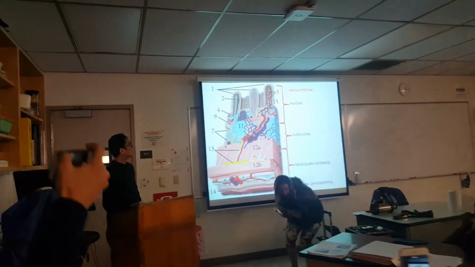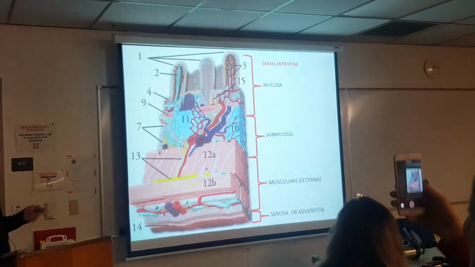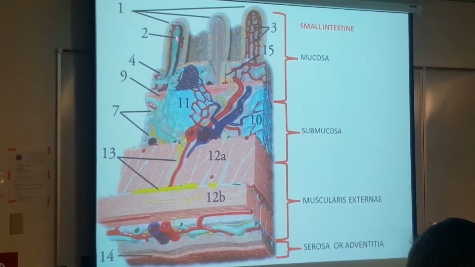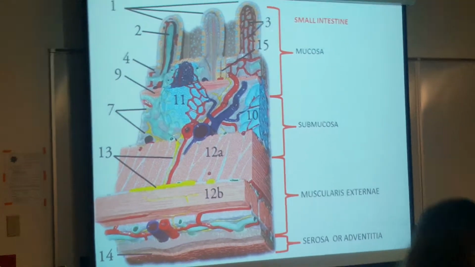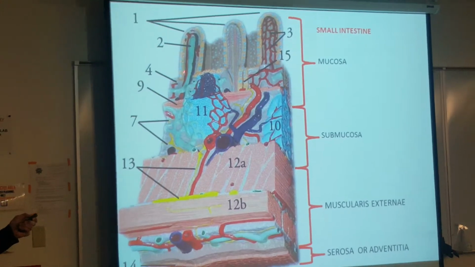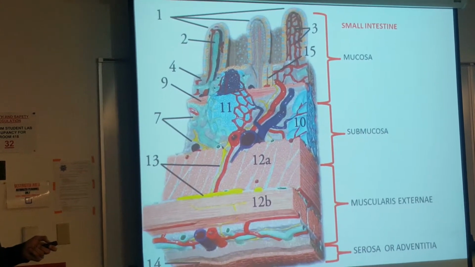Things here I could ask you that are labeled. Number one, those are villi. Number two is lacteal, it's a lymphatic capillary. It helps absorb fat in the gut. Three is intestinal capillaries. The intestinal capillaries are also here over the lacteal. The lacteal is the green thing.